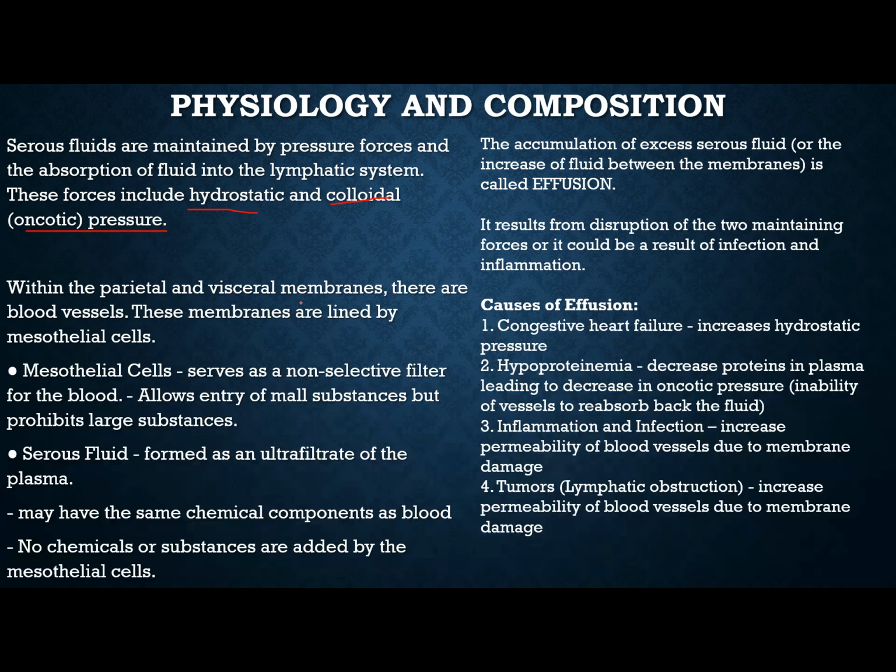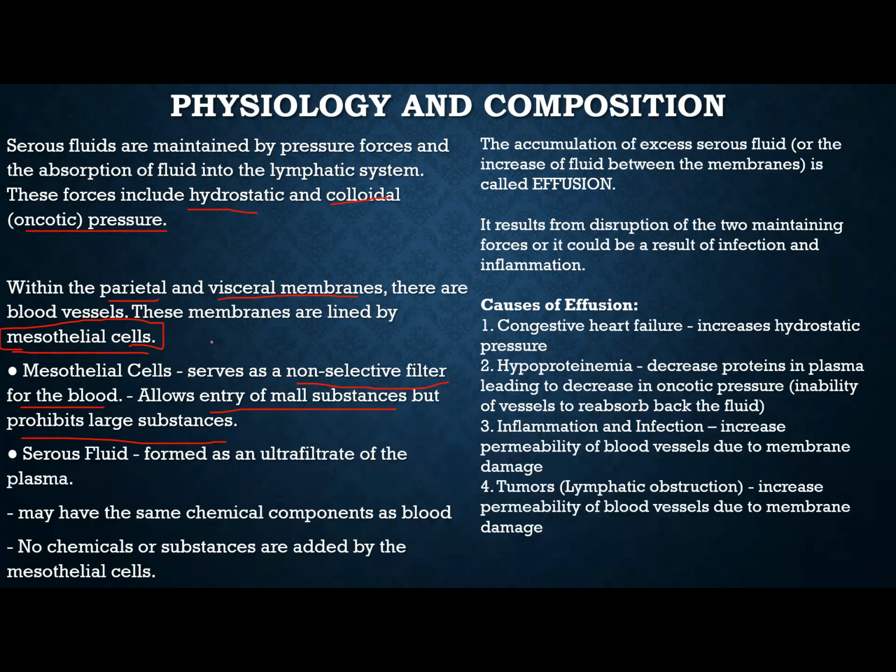Now within the parietal and visceral membranes, there are blood vessels and these membranes are lined by mesothelial cells. So, di ba class yung serous fluid nyo is the fluid found between parietal and visceral membrane. Now, itong membranes na to, yung lining ng membranes nila, they are lined by cells known as your mesothelial cells. Now, what are these mesothelial cells? It serves as a non-selective filter for the blood, allowing entry of small substances but prohibits large substances.